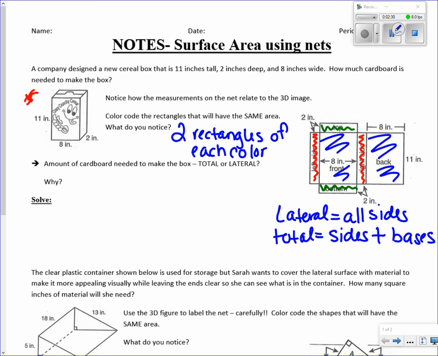So if we are making this cereal box here, and we want to know how much cardboard is needed, then we are going to need total surface area. And the reason because is, if you don't have the bases, you're not going to have a top and a bottom to keep your cereal bag in the cereal box. If you put the bag in, it's just going to fall right back out because there's nothing to hold it. So our why is because you need bases to hold the cereal.